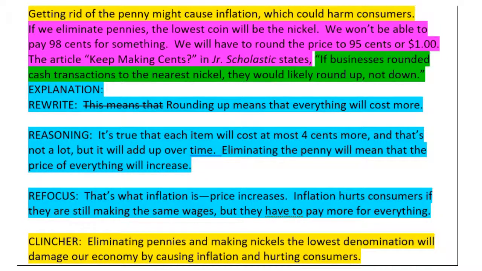All right, there's the whole paragraph now. We've added the clincher. Eliminating pennies and making nickels the lowest denomination will damage our economy by causing inflation and hurting consumers. So what I'm wanting to do is echo what I said up here, which I said getting rid of the penny. I've changed that to eliminating pennies and making nickels the lowest denomination. And I've also said will damage our economy because that goes back to my overall claim, by causing inflation and hurting consumers, which is the specific topic of this paragraph.